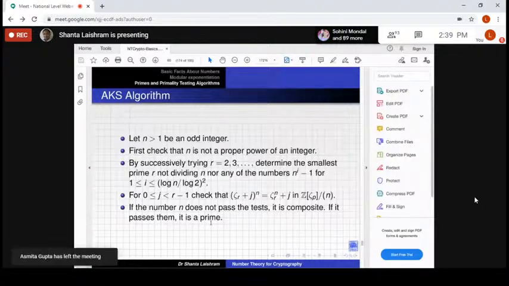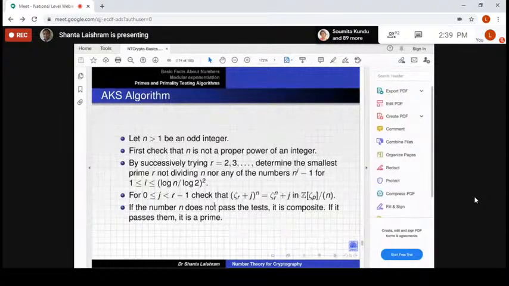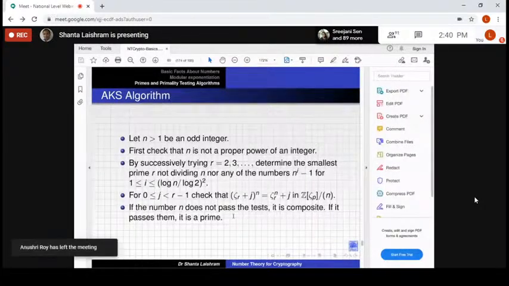Now, once you have found some r, for each j between 0 and r minus 1, check if (zeta r + j) to the power n is zeta r to the n plus j in this ring Z[zeta r] mod n. If the number n doesn't pass the above test, then it's composite. If it passes all of them, then it's prime. So if n fails some of them, the algorithm already stops, and n is not prime. But if it passes all the tests, then it's prime. You can have a look at this. This is the AKS algorithm.